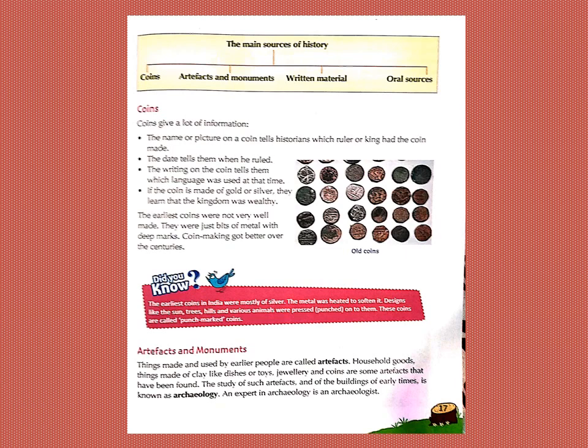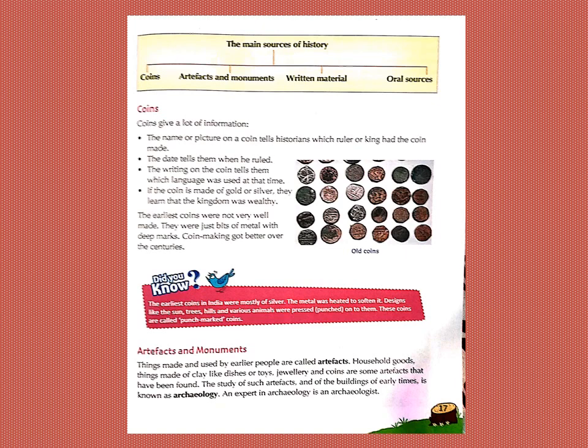The date tells them when he ruled. So we will know about the timing of the period. The writing on the coin tells them which language was used at that time. Like this coin that we have today, the languages are Hindi and English. So years after, when people get this coin, they will understand that during this period the people of this country used Hindi and English.